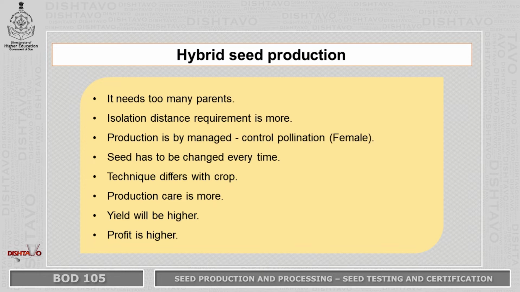While in case of hybrid seed production, it needs too many parents. So isolation distance requirement will also be more. Production is managed by controlled pollination. Seed has to be changed every time. Techniques differ with the type of the crop being grown. Production care is more. Yield will be higher, therefore profit will also be higher.